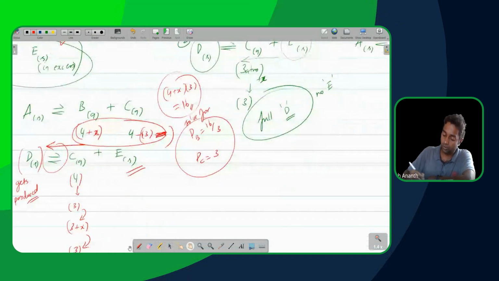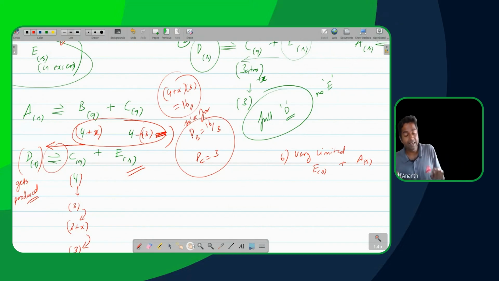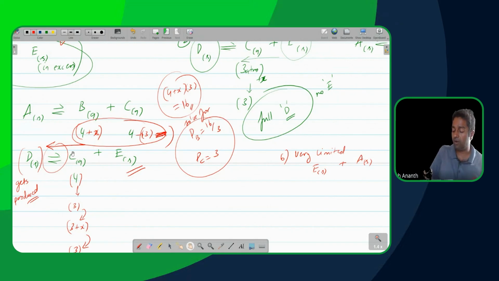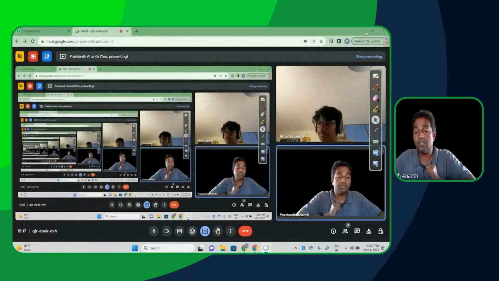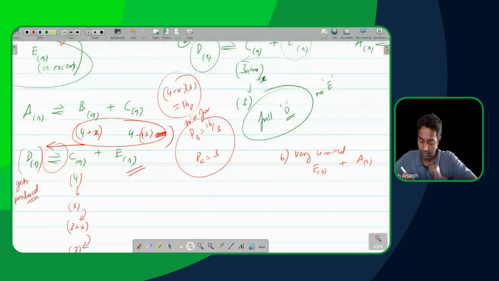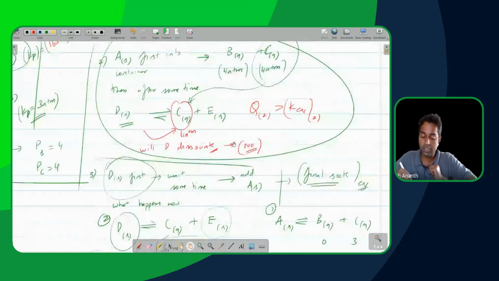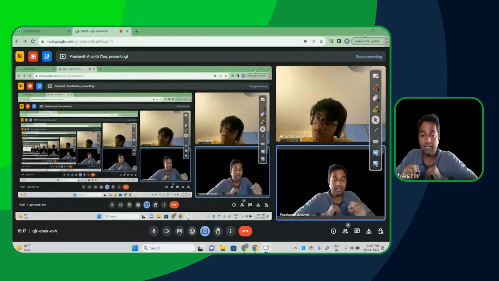There will be a new case though. That new case will be very limited E, with E solid plus A solid. In that case, we will have something interesting happening. We may not ever reach this backward direction sufficiently, so the second equation may not ever reach equilibrium at all. If I have very limited E and a reasonably large amount of A, that will become similar to this case: A solid first and then D is added.